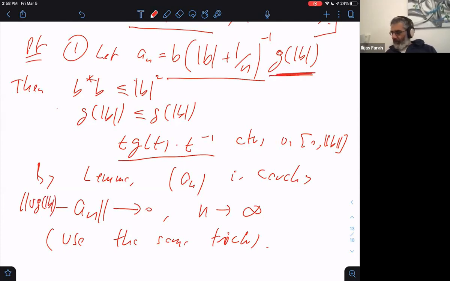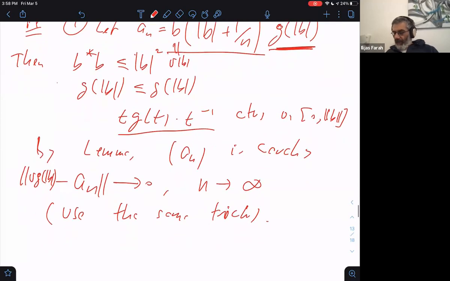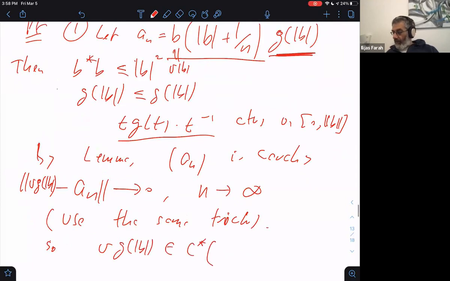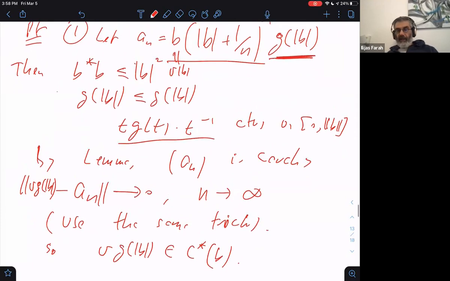Basically, here is G of the absolute value of B, and B is equal to V times the absolute value of B. And the whole point is that the absolute value of B times the absolute value of B plus 1 over n, inverse, effectively converges to 1 when squeezed between these two. So trust me, the same proof as before. And therefore V times G of B belongs to this C star algebra to which all the A_n belong, the C star algebra generated by B. Any questions before I scroll back?